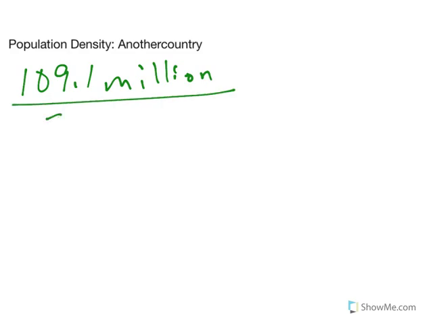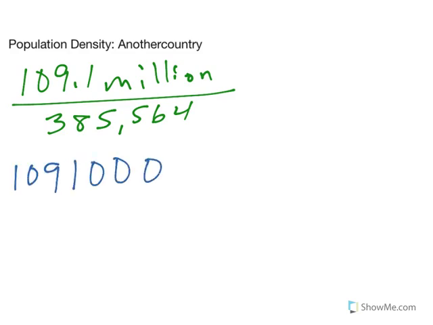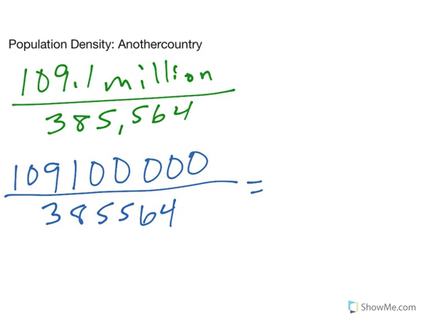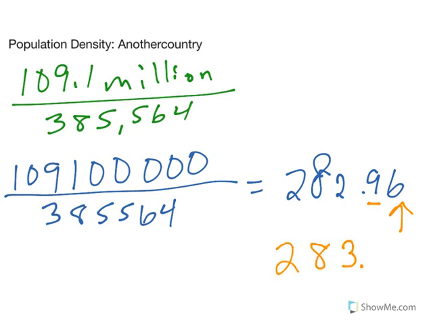So the last one would be another country. So I have my population, 109.1 million, compared to the area of 385,564. So, again, 6 places, 1, 2, 3, 4, 5, 6, divided by my area. And when I do that, I get 282.96. Again, tenths. 6 tells me to round up, so if I round the 9 up, I end up with a 10. So I would get 283.0 rounded to the nearest tenth.